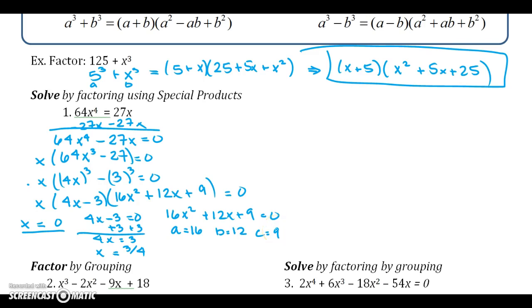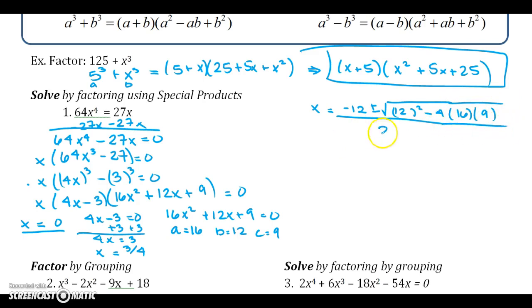So plugging in, remembering that the quadratic formula is x equals negative b, so negative 12, plus or minus the square root of b squared, so that's going to be 12 squared, minus 4ac, so 4 times a, 16, times c, which is 9, all over 2a. The a for us is 16. Okay, let's do a little bit of simplification.